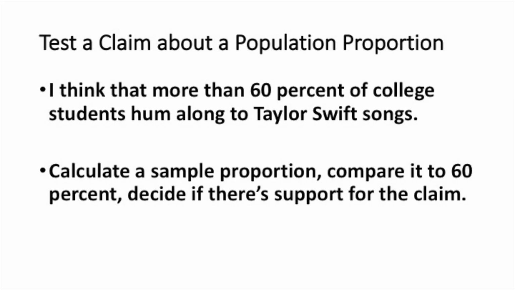So the way that I might test this claim that I have about all college students, because of course I don't have access to every college student, is I might collect information on a random sample of college students, calculate the proportion that would claim to sing along to a Taylor Swift song. I would then compare that sample percentage to the 60% that I have for my claim, and then ultimately I'll be able to decide if there's support for my claim or it's possible I'd have to reject the claim that I have about all students.